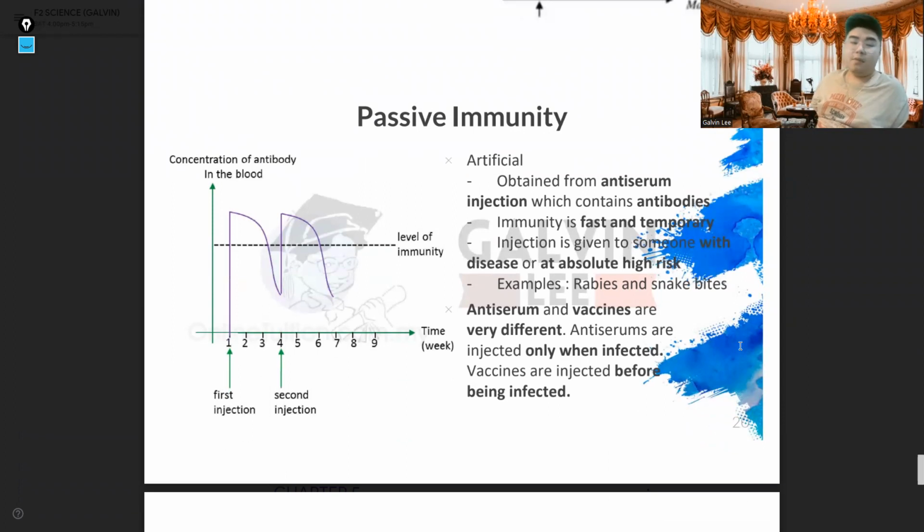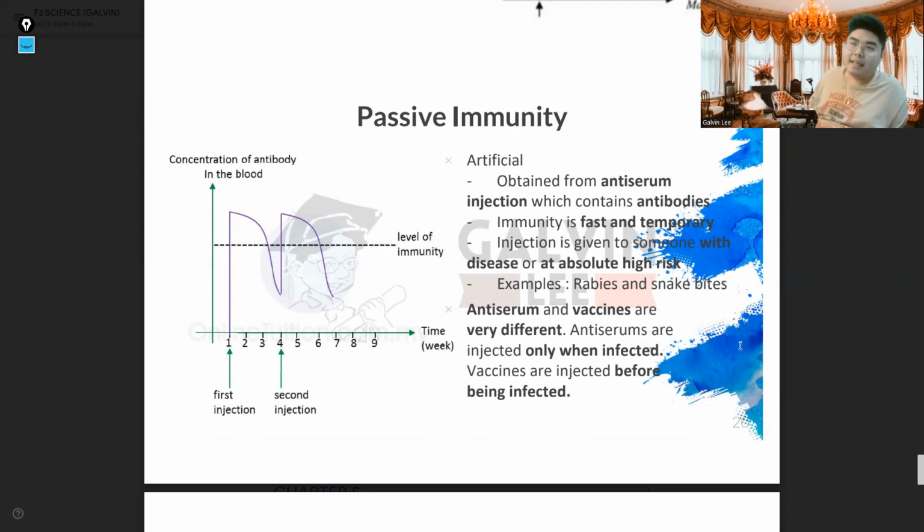Okay, so passive artificial immunity, this time the antibodies are also readily made, but this time not from your mother, because it's artificial, it comes from the science lab. We actually make the antibodies in an injection, and inject it into your body. So the name we call it is anti-serum. Before we look at a graph, of course, similarities and differences between vaccine and anti-serum.